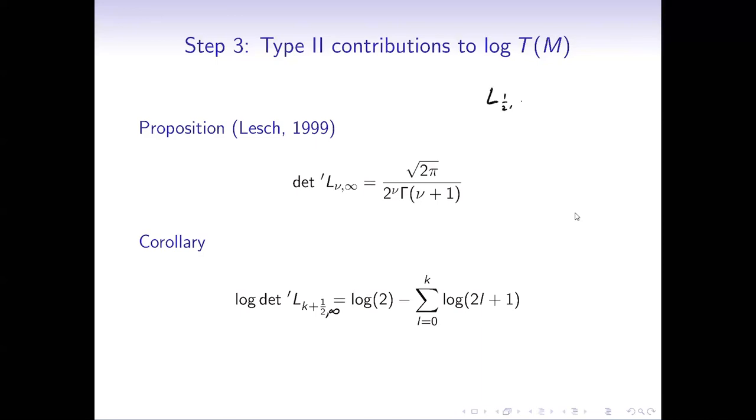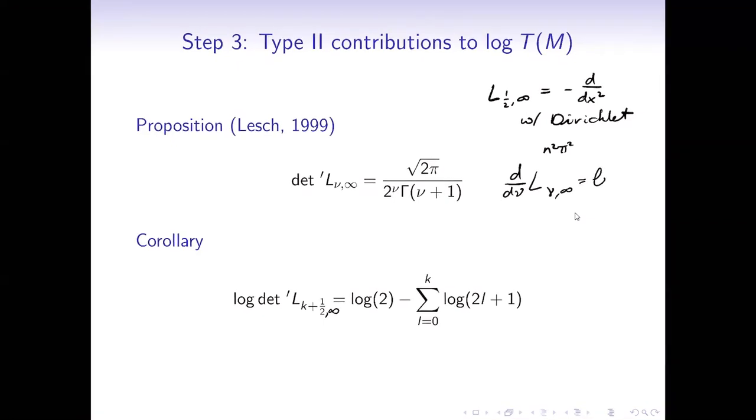So we know L 1/2 infinity, because this is just straight up minus d dx squared with Dirichlet boundary conditions. So we know its zeta function in terms of the regular Riemann zeta function. Its spectrum is n squared pi squared, so we can work it out for this one. And then you figure out what d nu of L nu infinity is, which turns out to be, I think, log 2 nu plus 2.